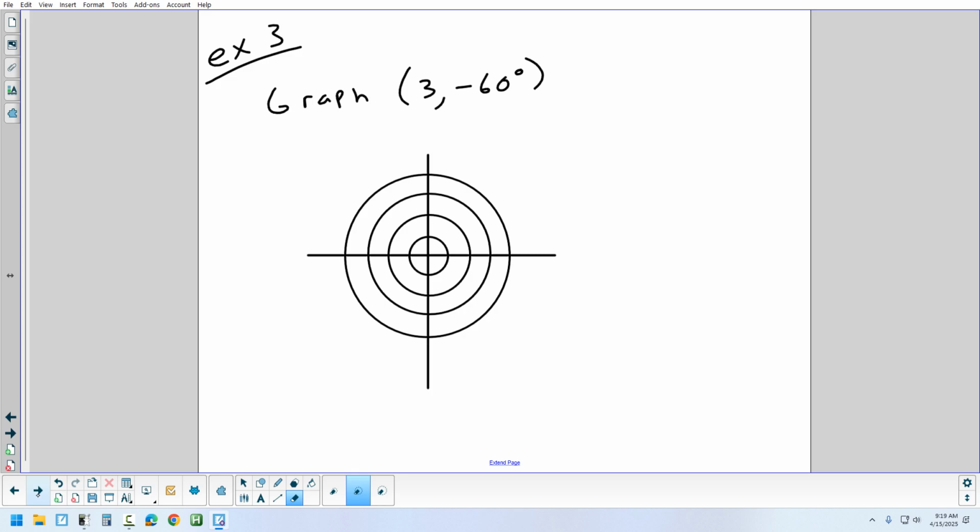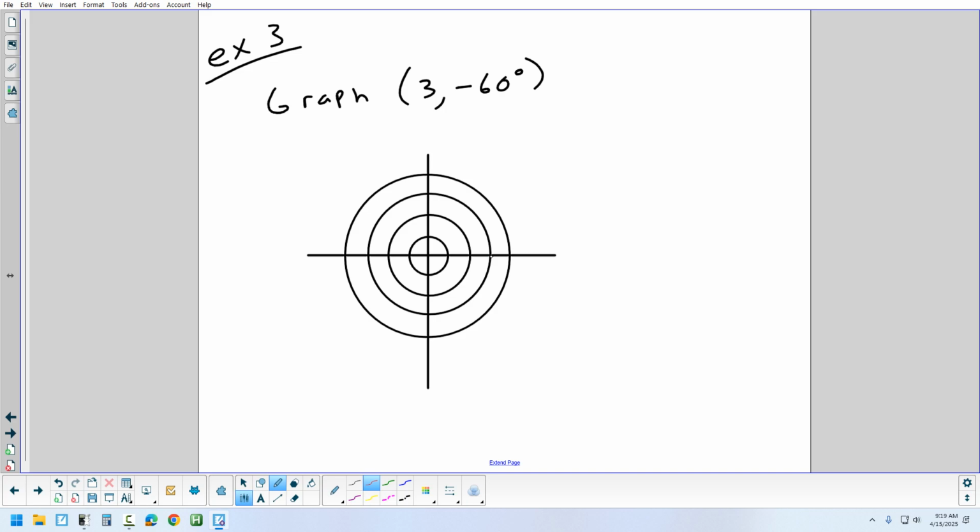I think you have to identify r and theta, so r would be 3. And theta would be 60 degrees. So you'd want to go right 3, and you'd want to go clockwise 60. Yeah, so right 3, and then we're going clockwise 60 degrees.